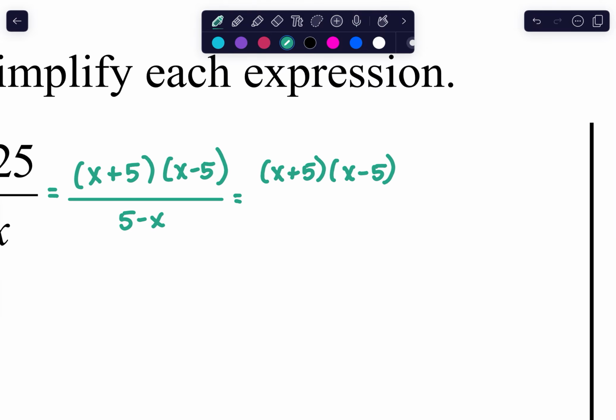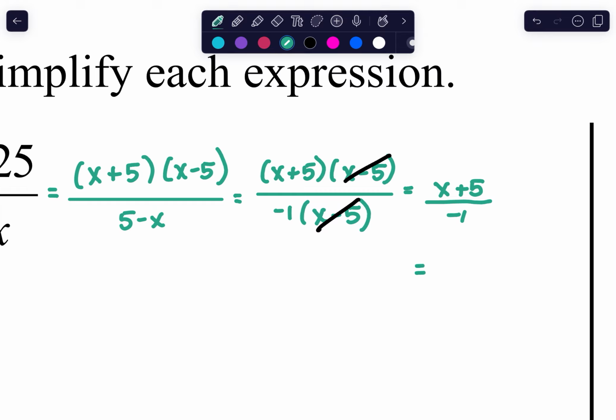I can pull out a negative 1 because then that will switch the sign of everything. So it made my 5 a negative, so I wrote that second, and then made my x a positive, so I just wrote it first because I like writing the x values first. But now we can see, hey, these two things here will cancel. So then I can rewrite it as x plus 5 over negative 1, but that's not the best way. So I'm going to do negative times the quantity x plus 5.